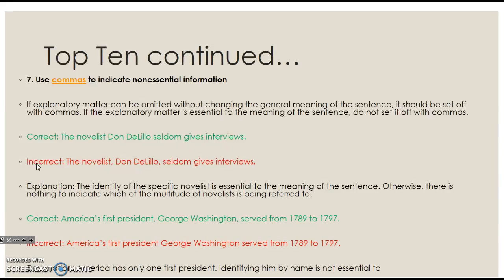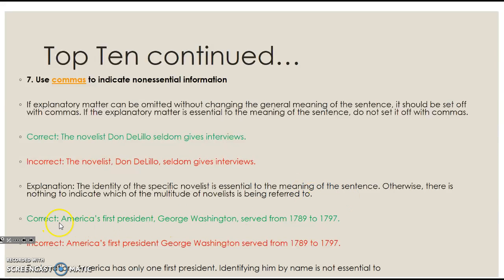So here, this is correct. Here, the novelist Don DeLillo seldom gives interviews, okay? Because you have to have this information about Don DeLillo. If you say the novelist seldom gives interviews, we don't know to whom you're referring. So you would not set this off in commas. And they give you the incorrect version. And the explanation is the identity of the specific novelist is essential to the meaning of the sentence.